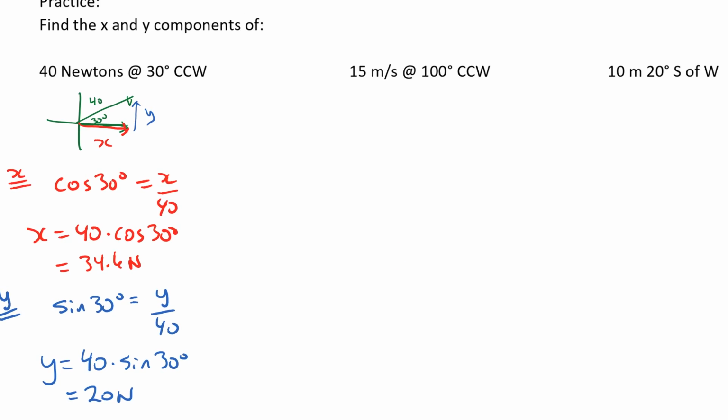Here's another one where I say 15 meters per second at 100 degrees counterclockwise. Well, let's think about this here. 100 degrees is going to be past 90 degrees. Okay, so it would be over there. I'll try to draw that better. So it would be this way. So this is my 100 degrees.